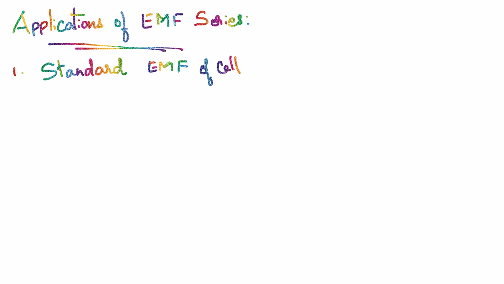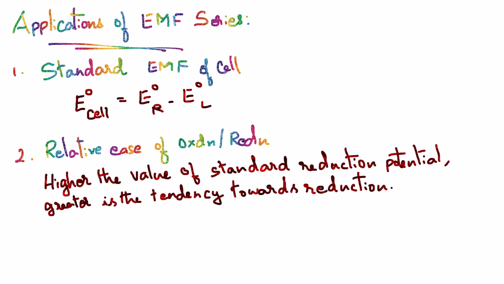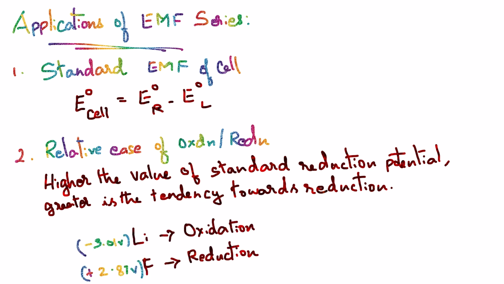Applications or significance of the EMF series: standard EMF of the cell. E0 cell is equal to E0 right minus E0 left. Relative ease of oxidation or reduction: the higher the value of standard reduction potential, the greater the tendency towards reduction. For example, consider lithium and fluorine. Lithium is topmost, fluorine bottommost. Lithium undergoes oxidation and fluorine undergoes reduction.